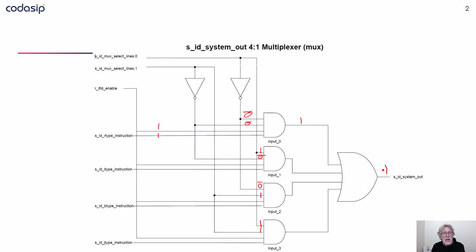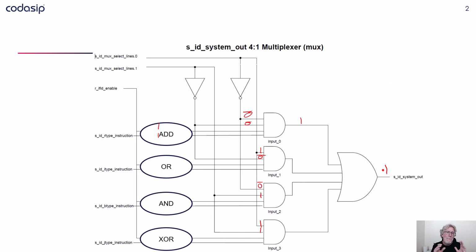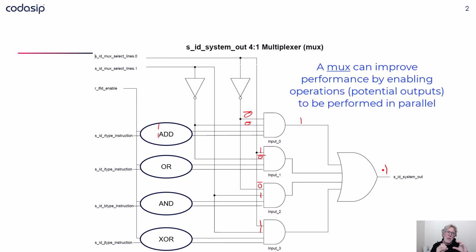Now, how can we use this to improve performance? Imagine I have an ALU where I could do an add, an OR, and all the different ALU operations. If I have to make a decision before I start performing my add or AND, I'm serializing my operation, which will cost time. On the other hand, I could use a mux where I'm calculating an add all the time. I'm always doing an OR and an exclusive OR. I'm always doing those in parallel.